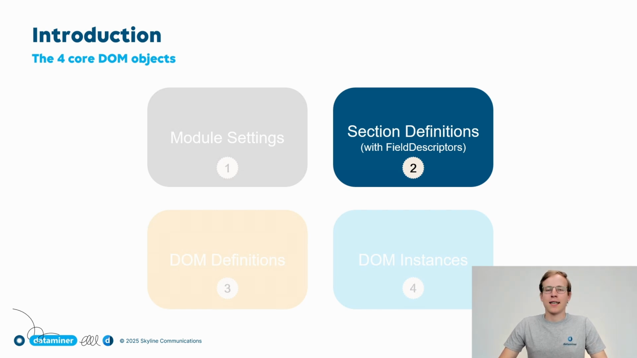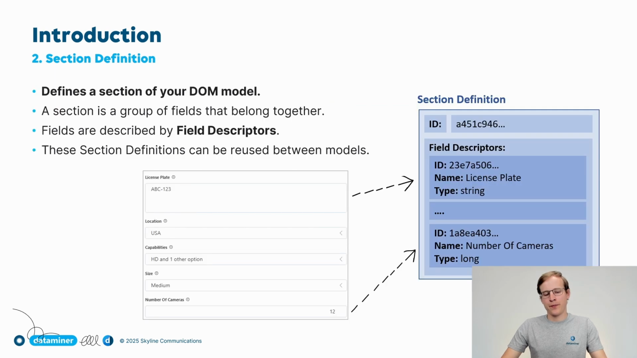The second part is the section definitions with filter scripters. The section definitions describe what we want to store. That will contain which fields we want to have in our model, and those fields are defined using field descriptors. So a section definition contains a collection of field descriptors. There's again a little visualization here. Section definition has an ID, which is a GUID, and then you can see a collection of field descriptors.